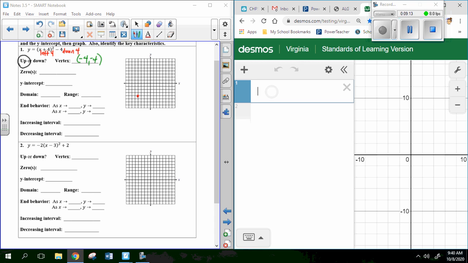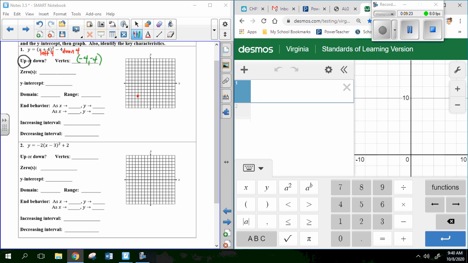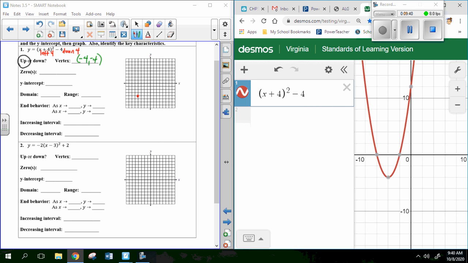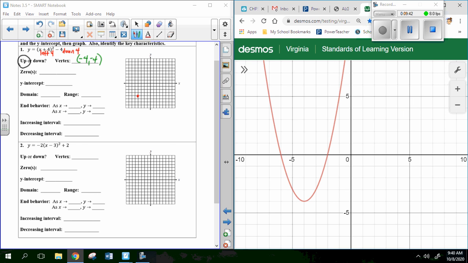Okay, so the good thing about Desmos is, remember, you don't have to type the y equals. You can go straight into your parenthesis stuff. All right, x plus 4. Notice without the square, it is not a U-shaped graph. That's why you have to have the square on it. Okay, and then minus 4. All right, so let's slide that over. All right, here's my graph.